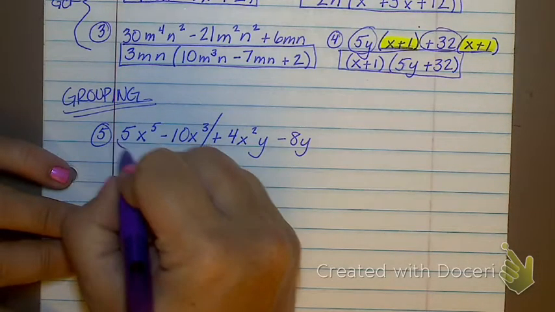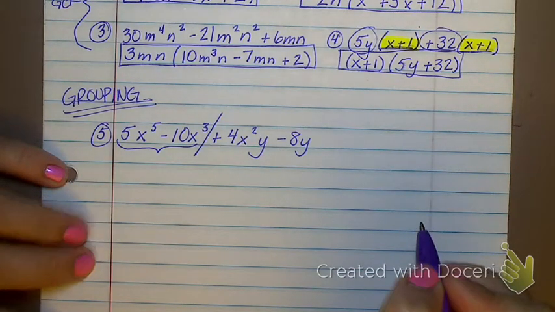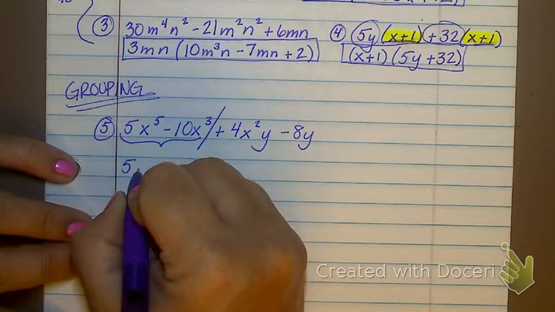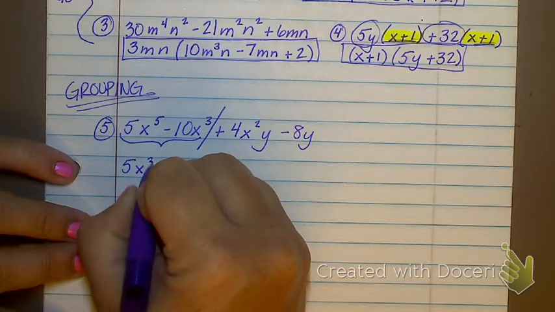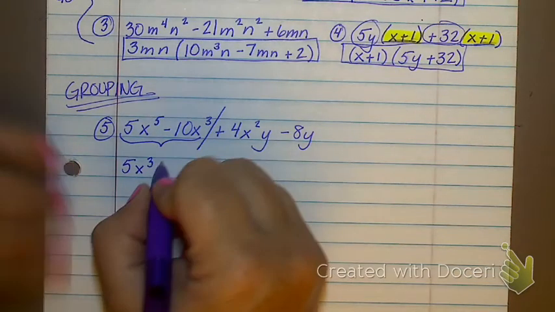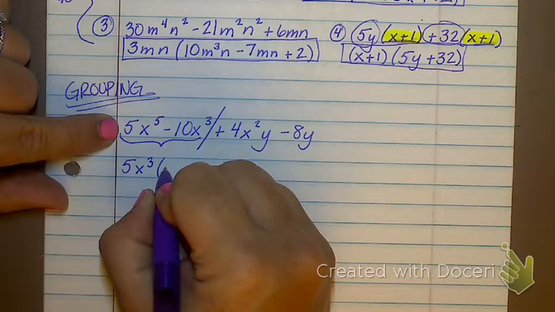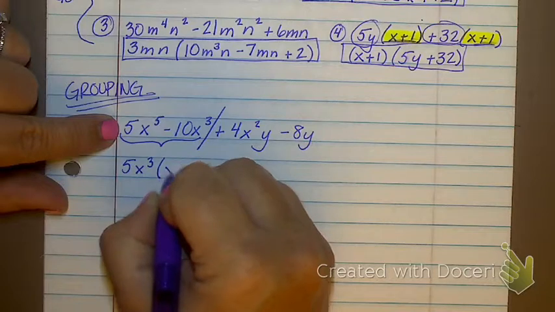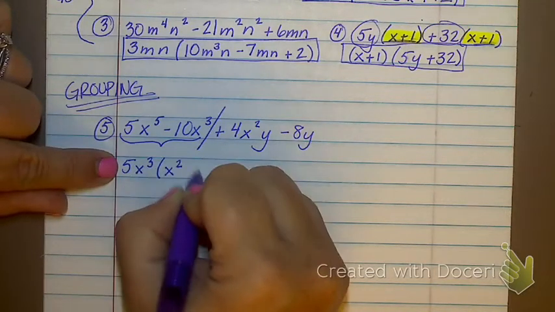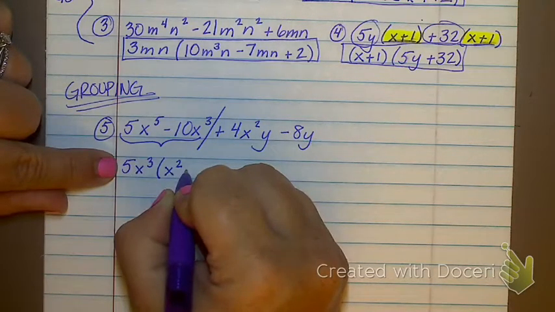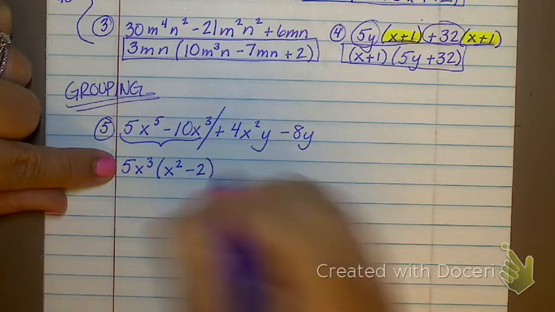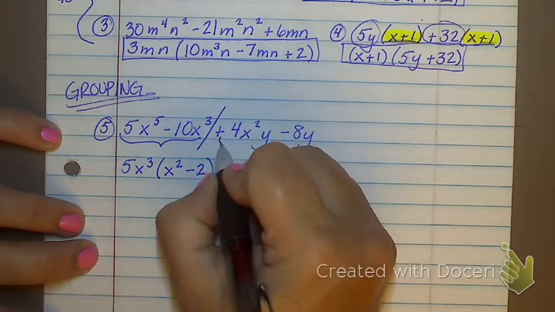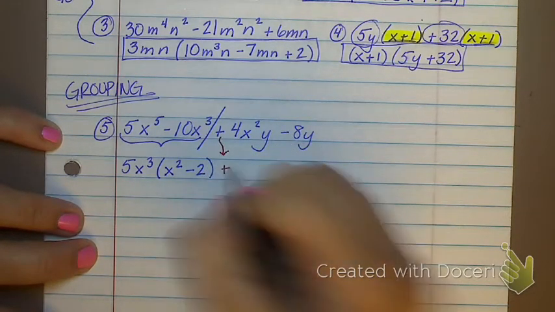I'm going to take the first 2 terms. What do they have in common? 5 and x to the third, right? What would be left inside? 5x to the third times what would be 5x to the fifth? X squared. And then 5x to the third times what would be negative 10x to the third? Minus 2. Okay, that's half my grouping. Now I'm going to take this middle sign, and that actually comes down in my next step.